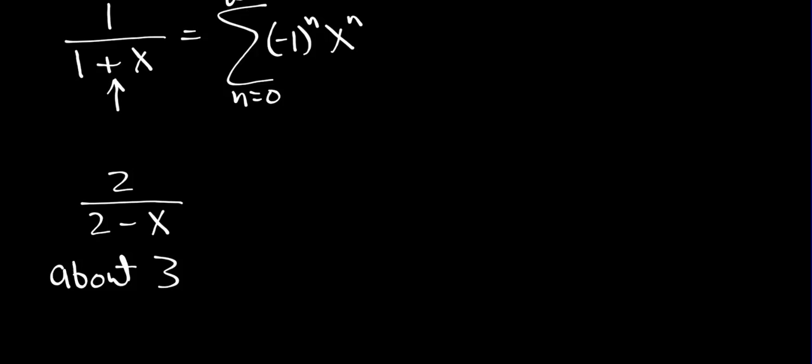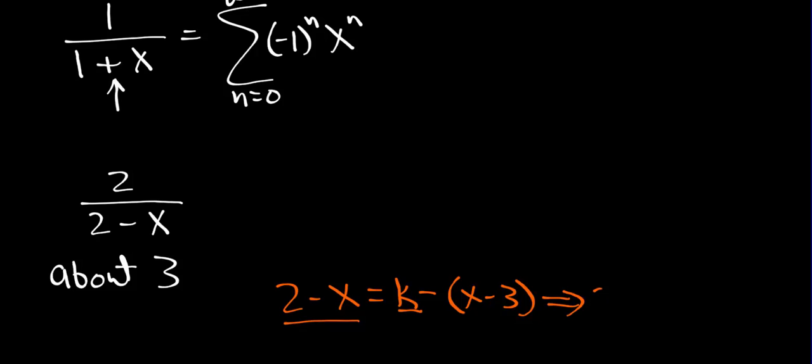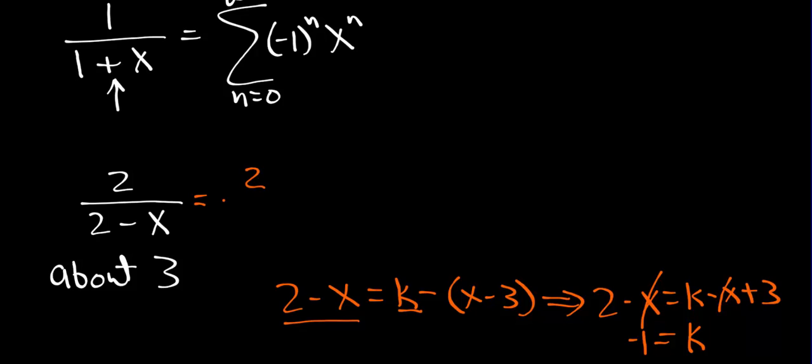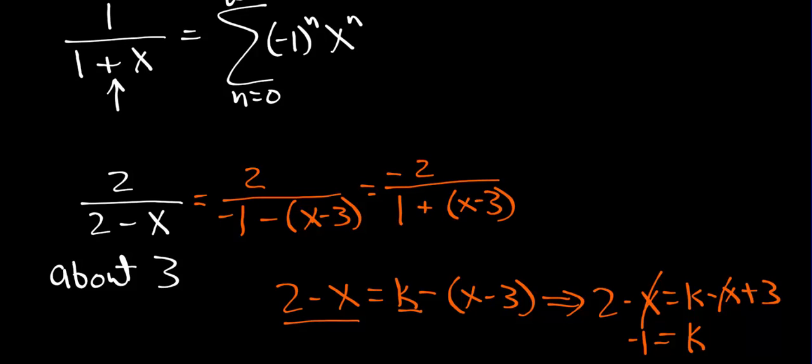Well, I need to take this 2 minus x and set it equal to k minus (x minus 3). I just have exactly what's in the denominator, and then over here I replace the 2 with a k and replace the x with x minus 3. So we solve this, and what we get is 2 minus x equals k minus x plus 3, and that gives us k equals negative 1. So let's see what we've got now. We've got 2 over negative 1 minus (x minus 3). Now I need to get a 1 in place of that negative 1, so I divide. So I get negative 2, down here I get a 1, and now look at this, plus (x minus 3), because I divided by negative 1.